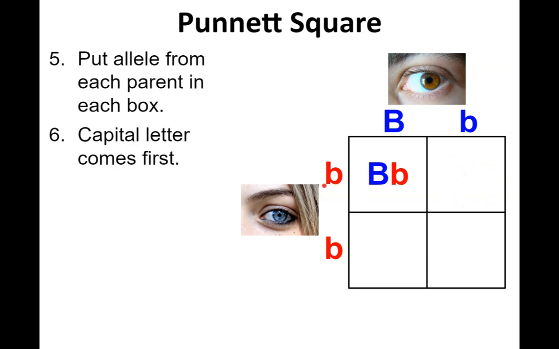Okay, now let's see what goes here. So it gets a little b from this parent. So you kind of think of like this row. A little b goes in both of these. So a little b from this parent, a little b from that parent. So you get this.